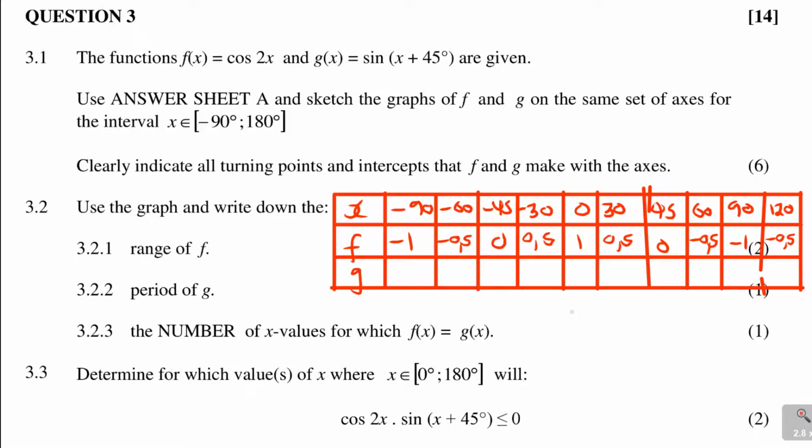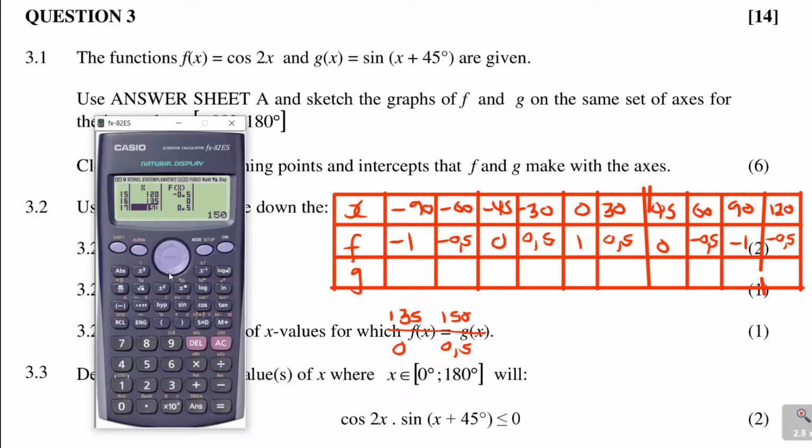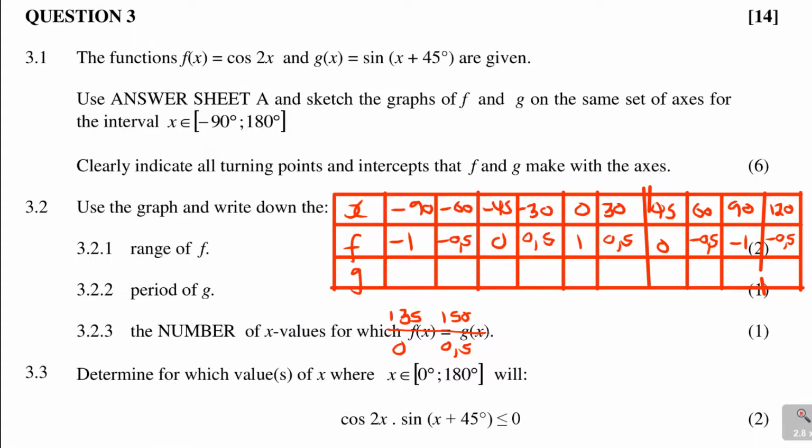We continue here and say 135 is 0, 150 is 0,5. Just dividing and continuing that part. And then 180 is what? Is 1. So 180 gave me a 1. So it's still the same thing. It's just like I'm extending.